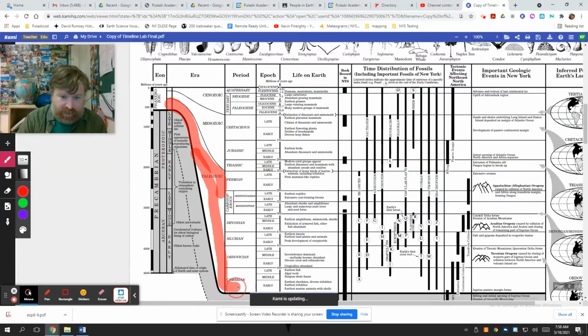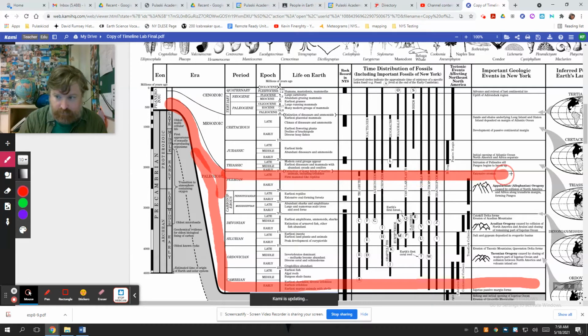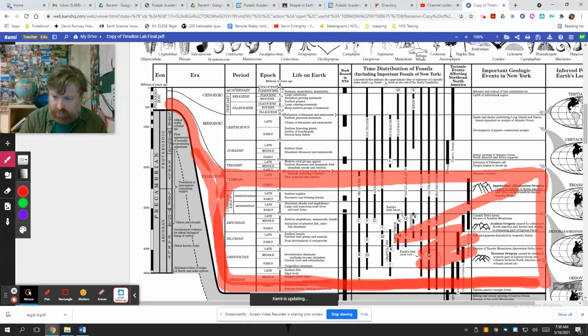All right, Paleozoic then is all of this stuff. And yes, I would like you to do this on the lab. This is going to be part of the lab. I don't like how it doubles up the colors like that. If you know a way to avoid that, that'd be cool. But color all of that in red.